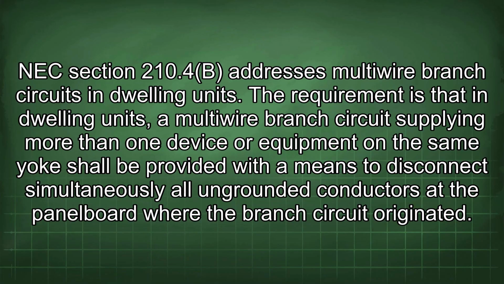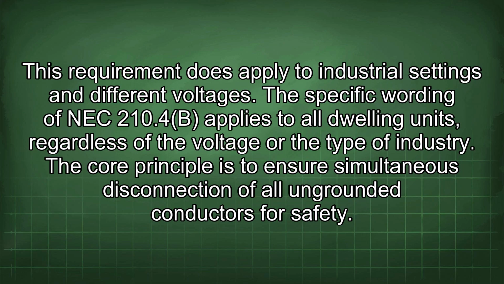NEC Section 210.4(B) addresses multi-wire branch circuits in dwelling units. The requirement is that in dwelling units, a multi-wire branch circuit supplying more than one device or equipment on the same yoke shall be provided with a means to disconnect simultaneously all ungrounded conductors at the panel board where the branch circuit originated. This requirement does apply to industrial settings and different voltages.